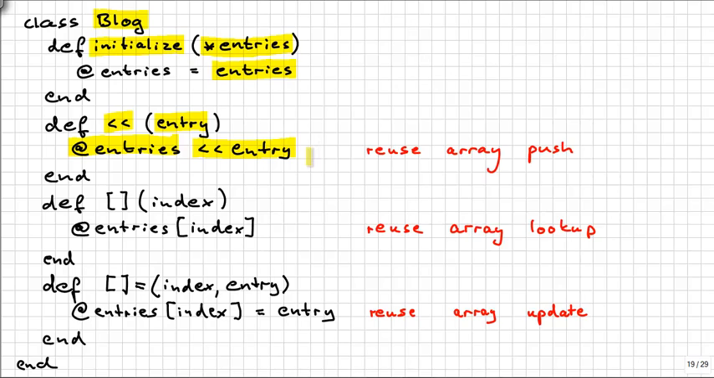And similarly, we can reuse the lookup and update from the array type. And so the lookup operator expects to see an index, an integer, and we supply this simply to the array and reuse the array lookup. Similarly, the array update we reuse to implement the block update. It expects an index and an entry, and then we reuse the array update where at the index we insert the entry.